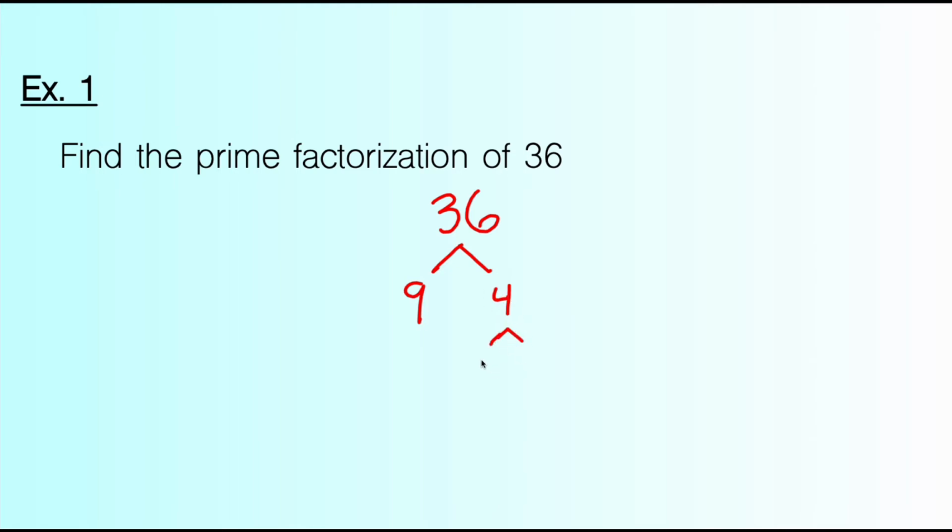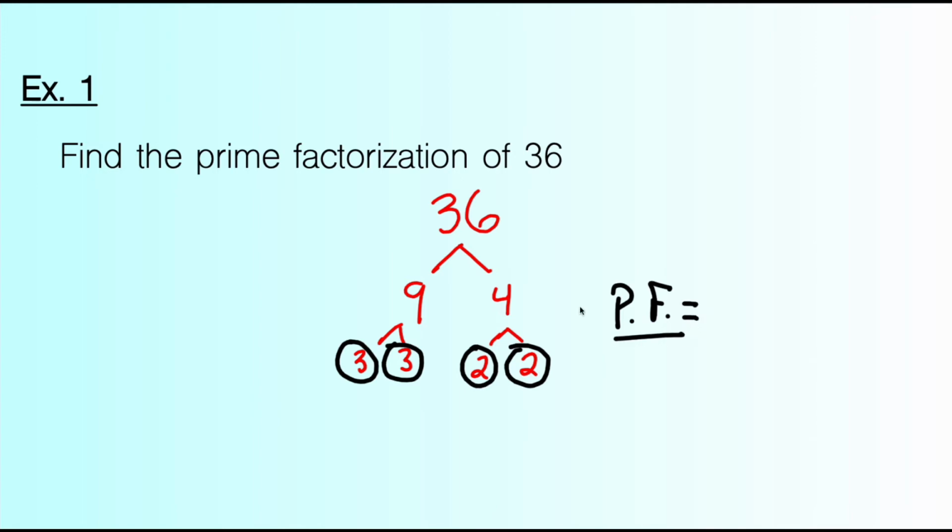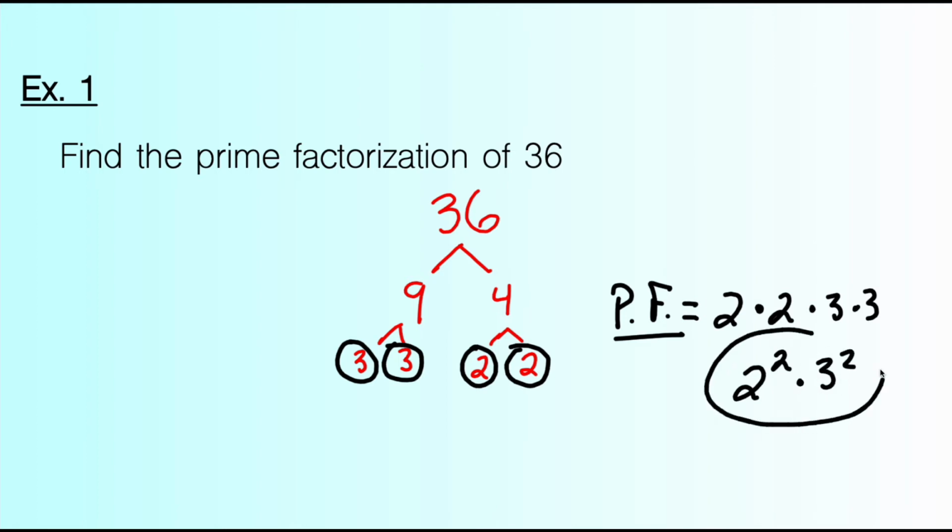4 has 2 factors, 2 times 2. Those are both prime numbers, so we stop here. Stop, stop. And then we go to our number 9. 9 has 2 factors of 3 and 3. Those are both prime numbers, so we stop. And the prime factorization, I'm abbreviating here, of 36 is 2 times 2 times 3 times 3. Or in other words, 2 squared times 3 squared. That's the best way to write it.